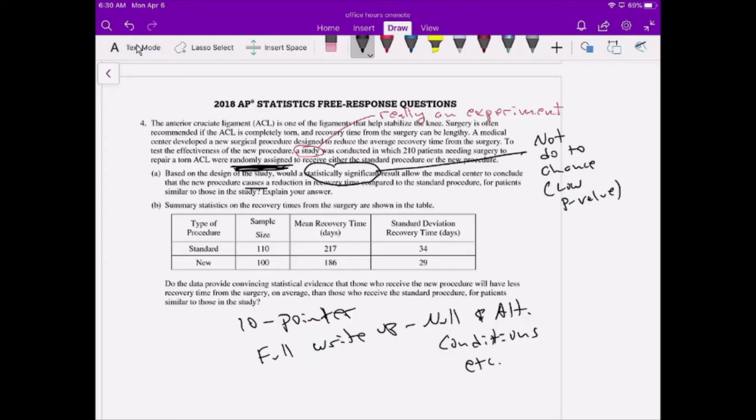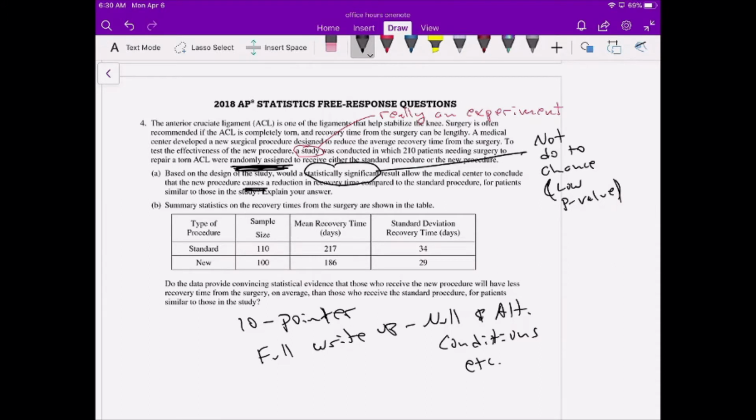All right, question number 4. For part A, based on the design of the study, would a statistically significant result allow us to conclude that the new procedure causes a reduction in recovery time? First off, statistically significant just means it's not due to chance. You could think of that as being a low p-value.